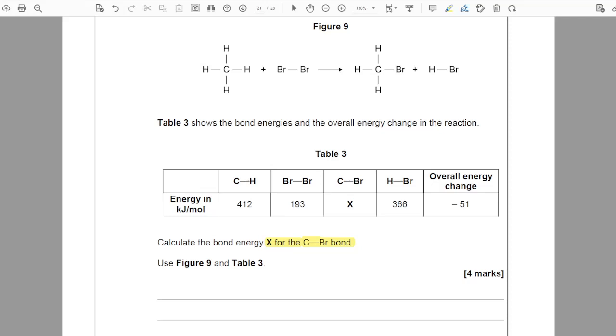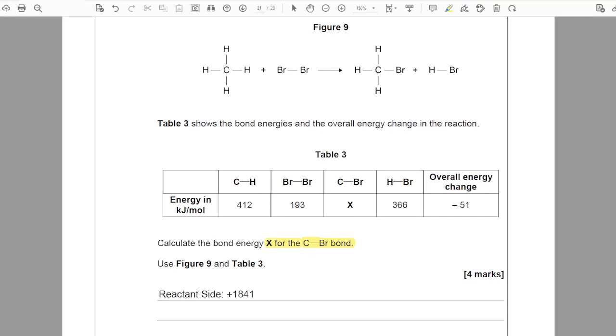So the C-H bond is 412 and we have 4 of those. So we do 412 times 4 and we add it on to 1 Br to Br, which is 193. So once you've added those, you should get 1841 for the reactant side. So that much energy is needed to break the reactant bonds. In the same way, on the right hand side, we have 412 times 3 plus 366.